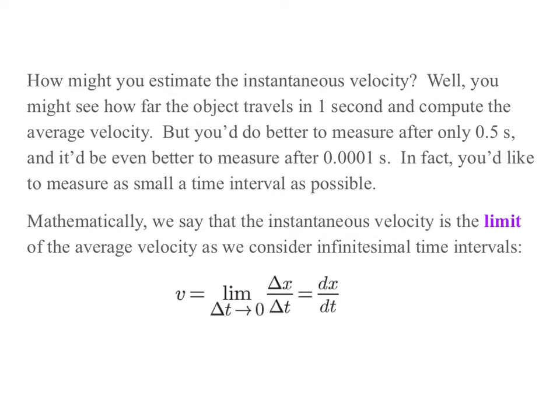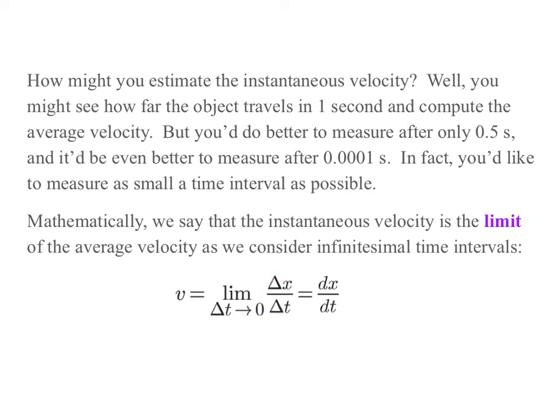How might you estimate the instantaneous velocity? Well, you might see how far your object travels in 1 second and compute the average velocity. But you know you'd do better to measure after only half a second. And it'd be even better to measure after, say, a thousandth of a second. In fact, you'd like to measure as small a time interval as possible. Mathematically, we say that the instantaneous velocity is the limit of the average velocity as we consider infinitesimal time intervals. And we write that according to this kind of weird notation, that v is the limit as the time interval heads towards 0 of the average velocity.